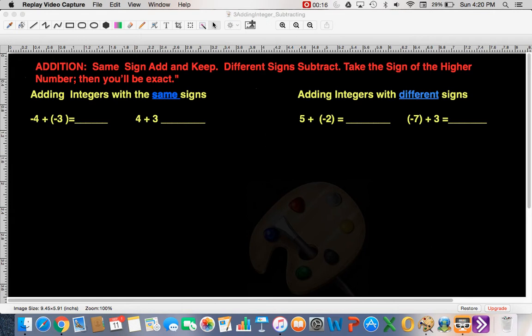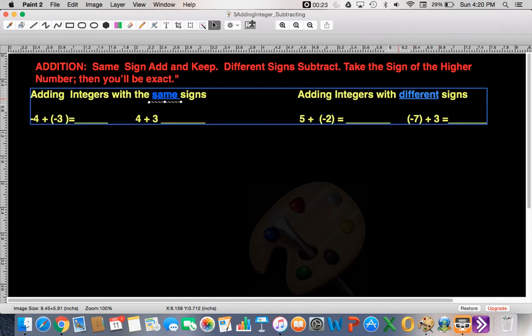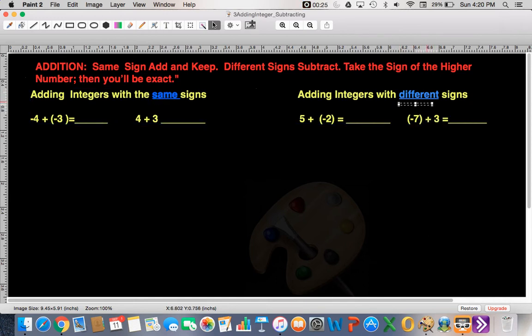This song helps me to determine how to add integers with the same signs and how to add integers with different signs. So here, the song goes: same sign, add and keep; different signs, subtract. Take the sign of the higher number, then you'll be exact.